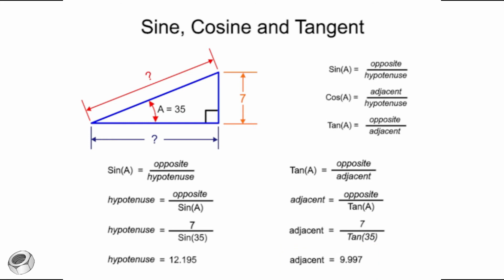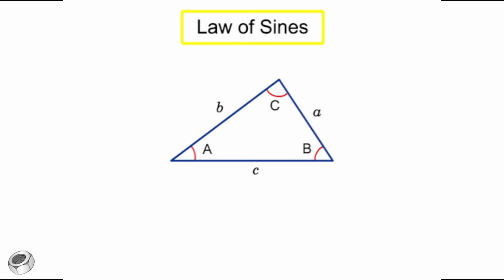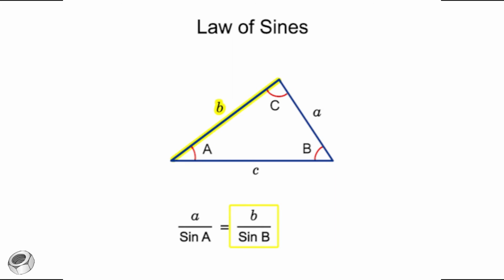Since not all triangles are right triangles, it's useful to know how the trigonometric functions sine, cosine, and tangent relate to regular triangles. The law of sines states that the side of a triangle divided by the sine of its opposite angle is equal to any other side divided by the sine of its opposite angle. So, for any given triangle, side A divided by the sine of angle A is equal to side B divided by the sine of angle B, which is equal to side C divided by the sine of angle C.